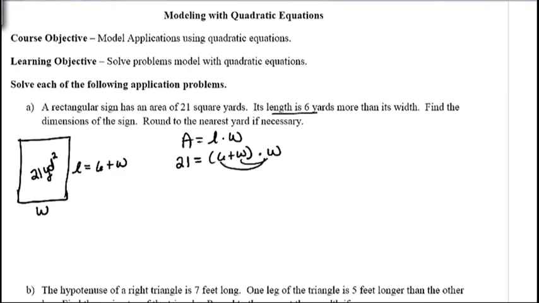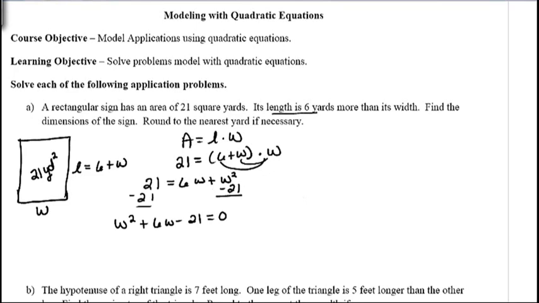So now after you distribute this w, we're going to end up with a quadratic equation. 21 is equal to 6w plus w squared. And when we're solving quadratics, we always want to start out with 0 on one side, so we're going to subtract this 21 from both sides of our equation. And that will give us w squared plus 6w minus 21 equals 0.